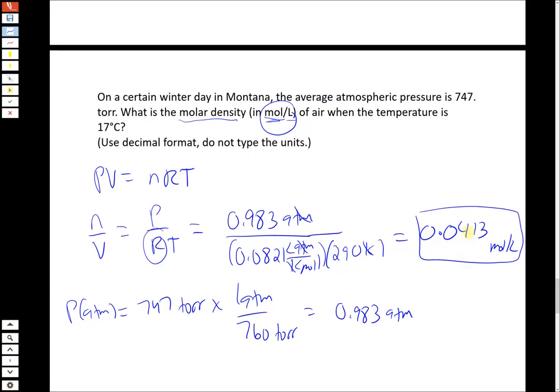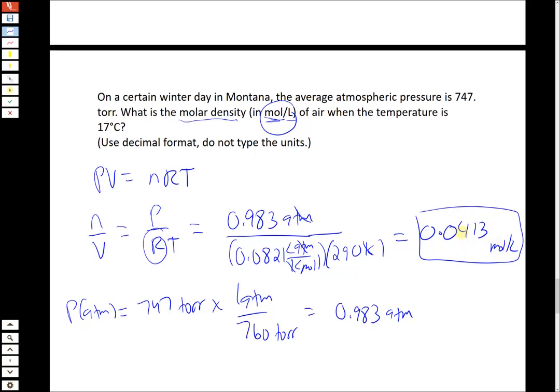Or alternatively, the reciprocal of that would be the volume of 1 mole of air. So that would be 24.2 liters under these conditions. So the reciprocal of this would give you the molar volume. This is the molar density, which is moles per liter. The reciprocal of that is called molar volume, which is liters per mole.